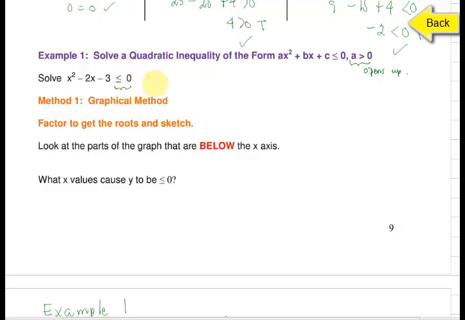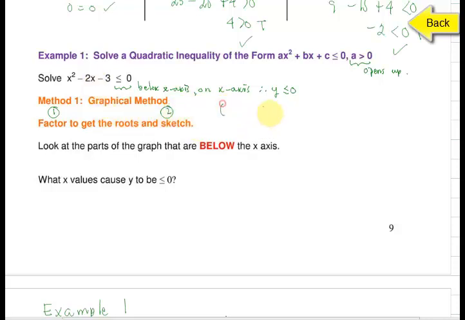All right, now notice it does read less than 0 but also equal to 0. So what we're looking at is below the x-axis, but also on the x-axis. Okay, because it says equal to 0 also. So that means that what we're considering is where y is less than or equal to 0. All right, we're going to use the graphical method. We need to factor to get the roots and then sketch. Okay, so factoring is first step and sketching is second step.